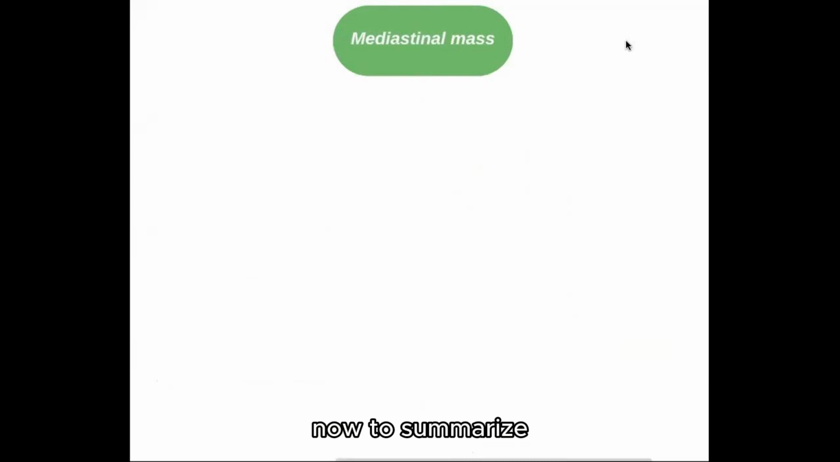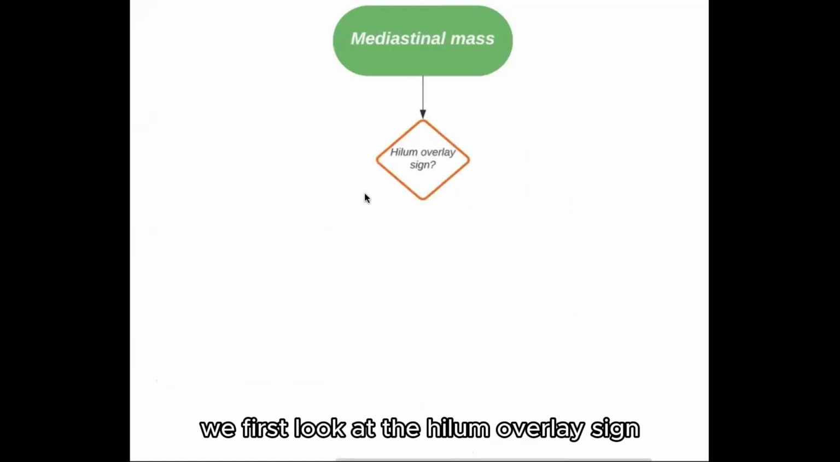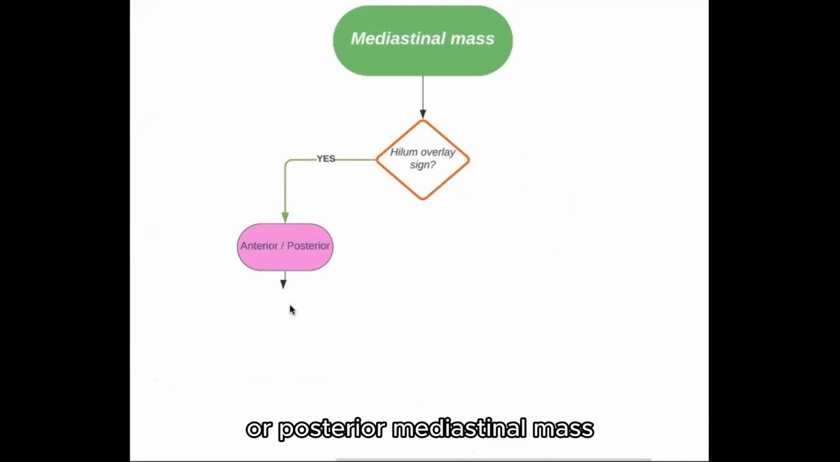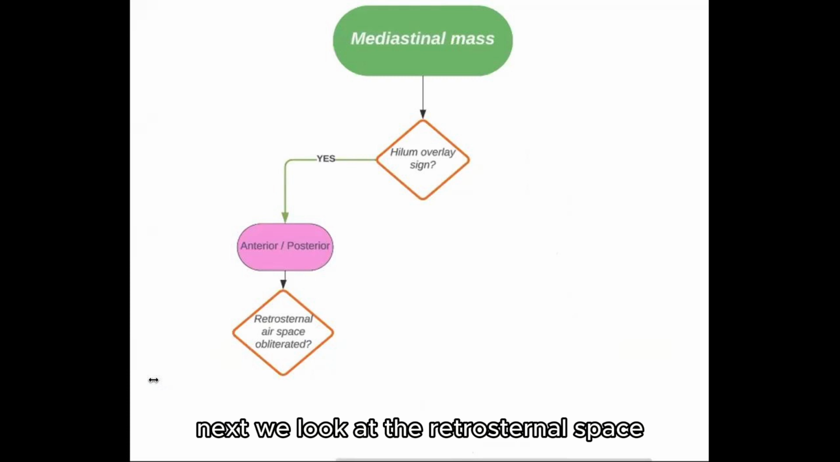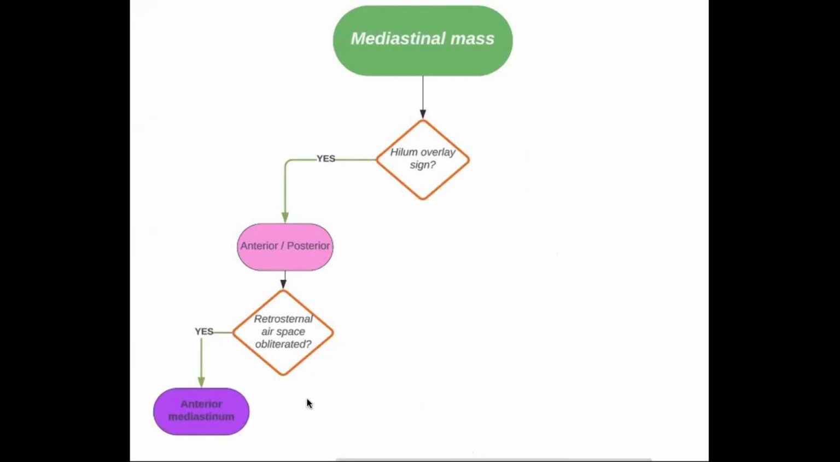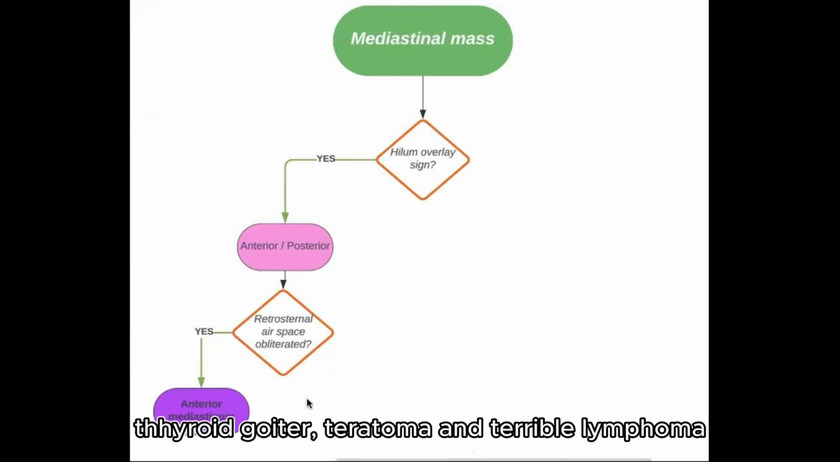Now, to summarize, if we have a mediastinal mass on a chest X-ray, we first look at the hilum overlay sign. If it's positive, we know that this is an anterior or posterior mediastinal mass. Next, we look at the retrosternal space. If it's occupied, we have an anterior mediastinal mass. Differentials here include the 4 T's: thymoma, thyroid goiter, teratoma, and terrible lymphoma.